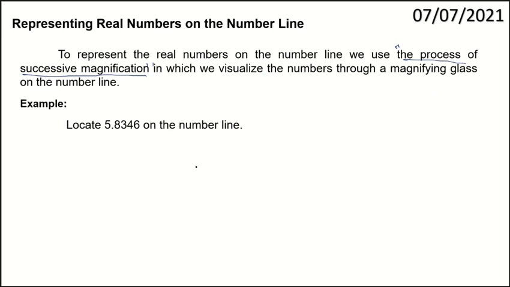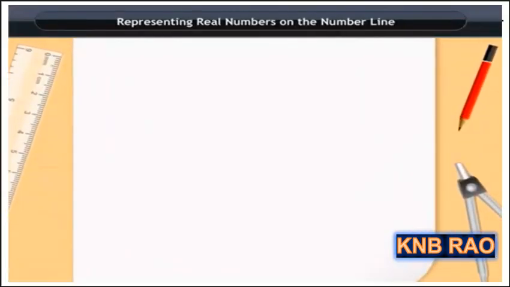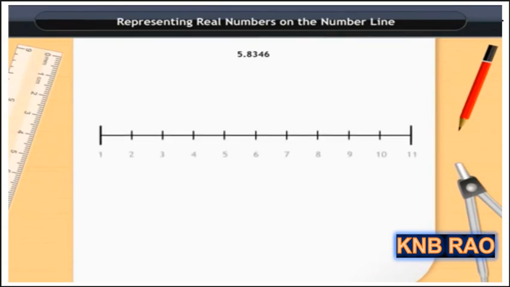For example, if we are locating 5.8346 on the number line, how do we do that? Now watch the video. Representing real numbers on the number line. Look at this number, 5.8346. How can we represent it on the number line? Let's see.